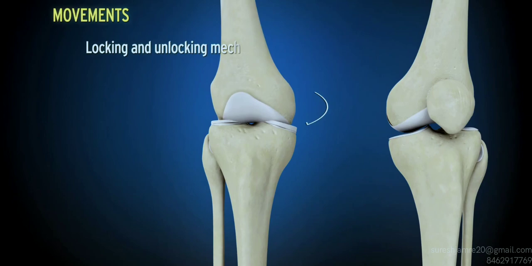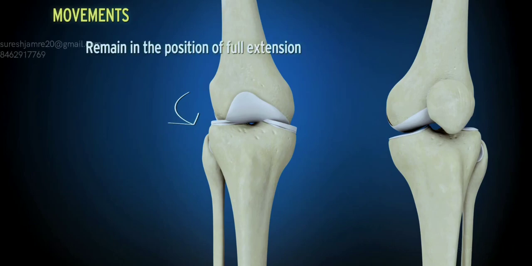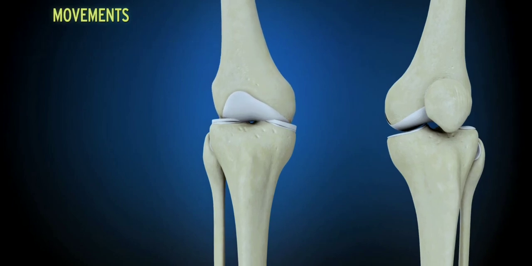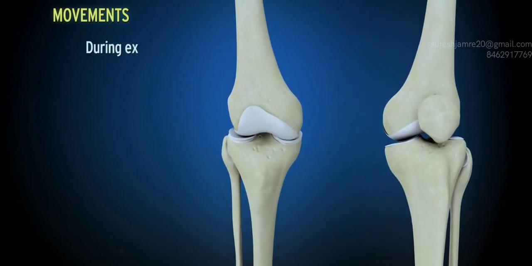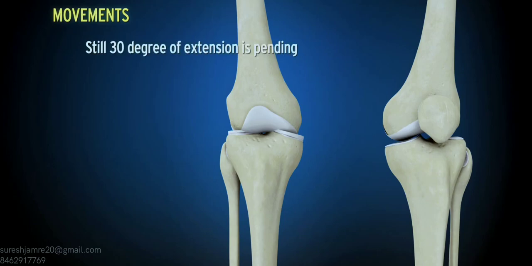Locking and unlocking mechanism of knee joint. Locking is a mechanism that allows the knee to remain in position of full extension. This helps to stand for longer duration without much muscular fatigue. During extension, the lateral femoral condyle comes in contact with the lateral meniscus. At this point, still 30 degrees of extension is pending.